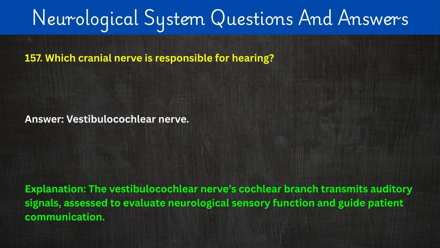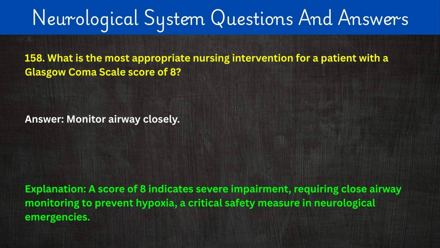157. Which cranial nerve is responsible for hearing? Answer: vestibulocochlear nerve. Explanation: the vestibulocochlear nerve's cochlear branch transmits auditory signals, assessed to evaluate neurological sensory function and guide patient communication.